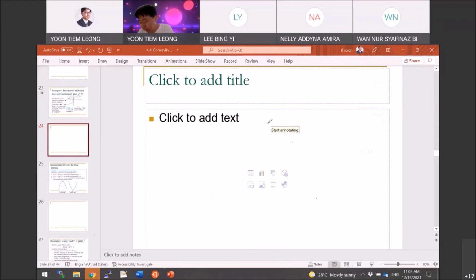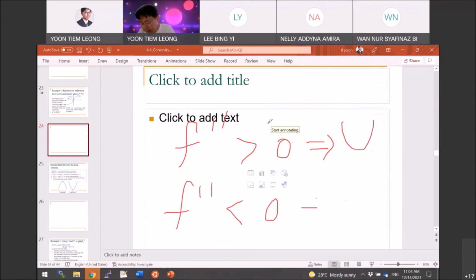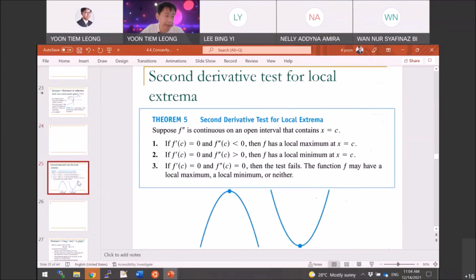Before that, we have just learned that we can monitor the sign of f prime prime. If the sign of f prime prime is positive, then it means it is an upwards concavity. And if f prime prime is negative, then it means it's a downwards concavity. So this idea of checking the sign of f prime prime could be used to identify the local extremum.